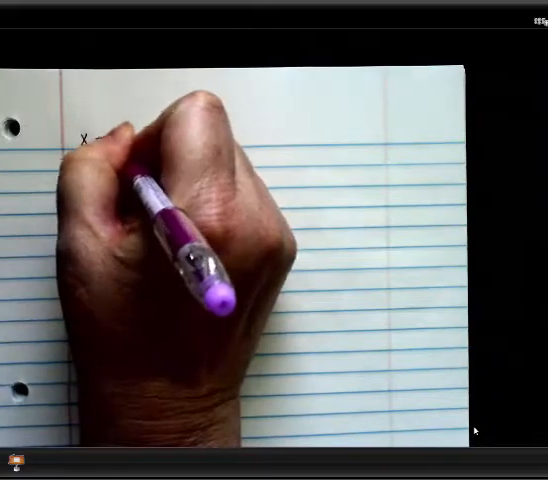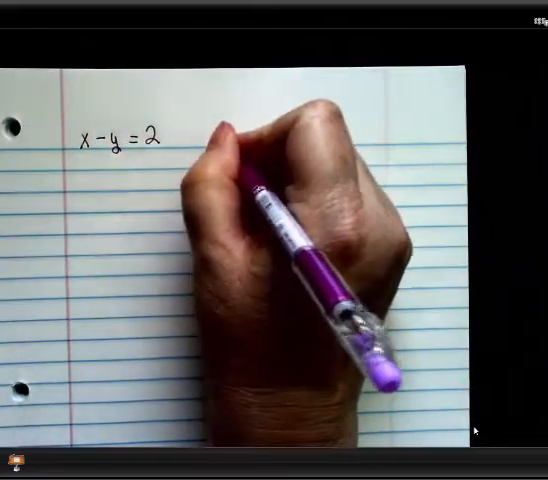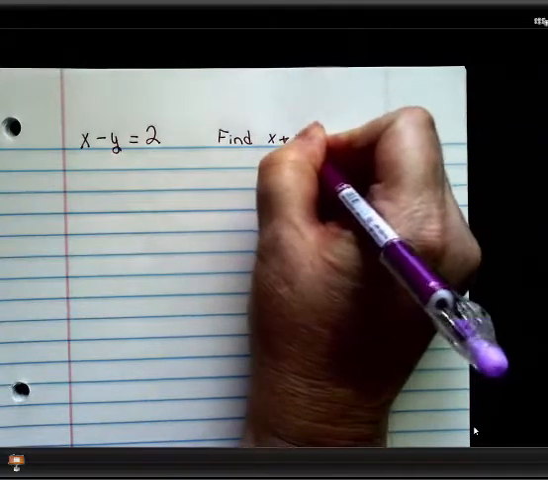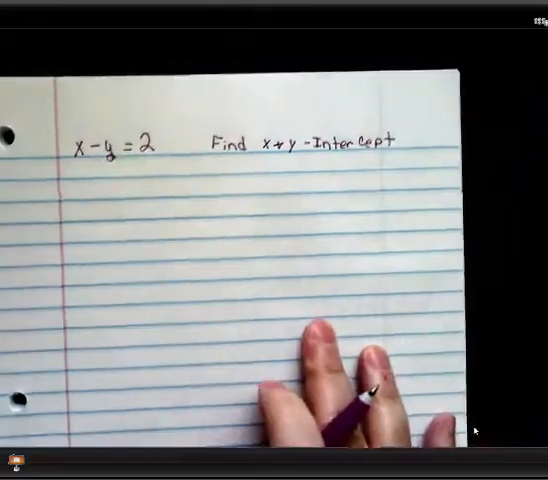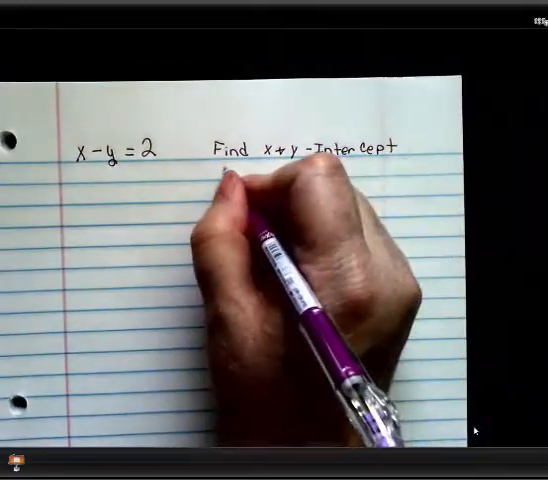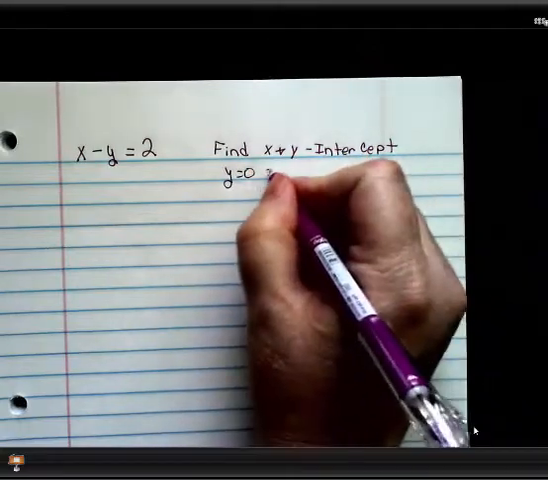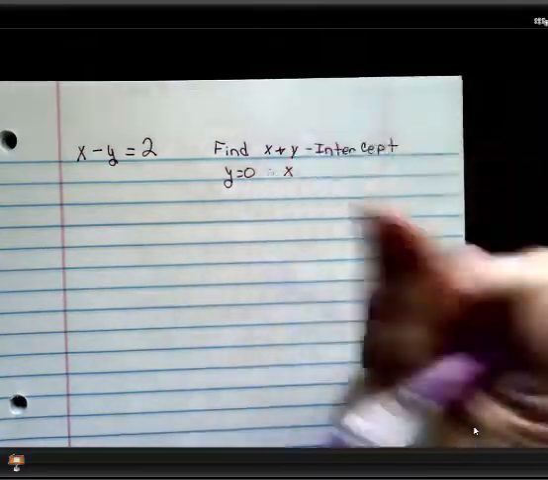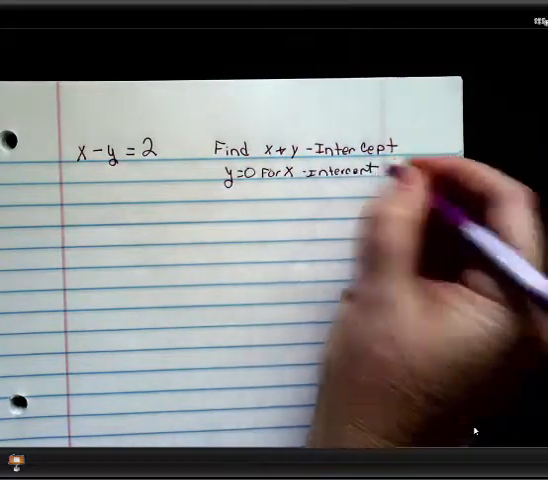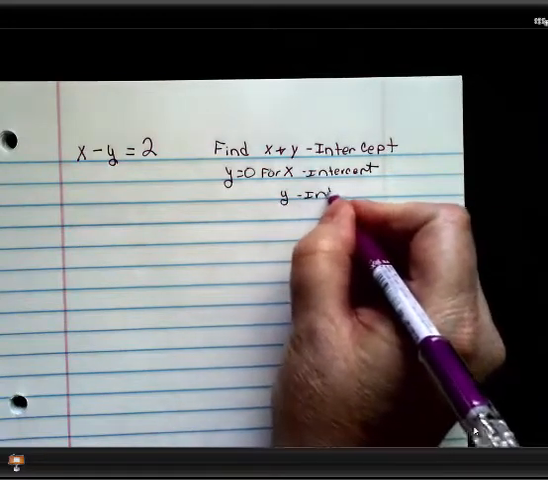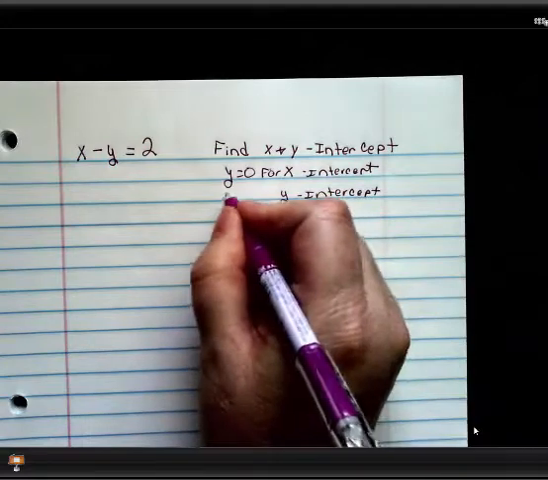Okay, so for the second half of 3.2, we're going to actually find intercepts from an equation of a line. So here I have an equation, and I want to find the x and the y intercept. Now, remember the x-intercept, you make y equals 0. And for the y-intercept, you make x equals 0.